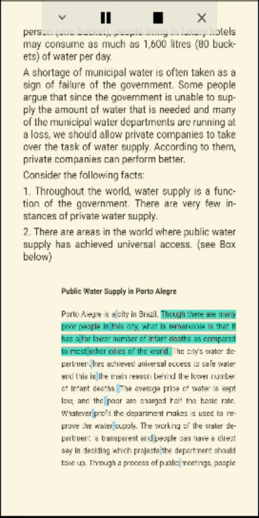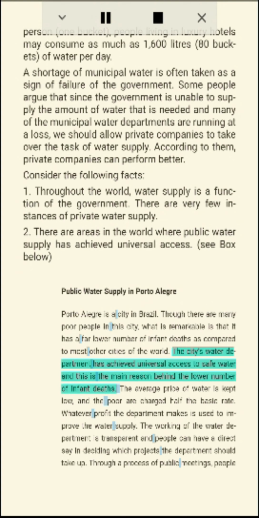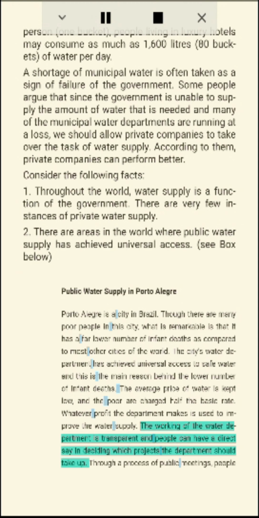Porto Alegre is a city in Brazil. Though there are many poor people in this city, what is remarkable is that it has a far lower number of infant deaths as compared to most other cities of the world. The city's water department has achieved universal access to safe water, and this is the main reason behind the lower number of infant deaths. The average price of water is kept low, and the poor are charged half the basic rate. Whatever profit the department makes is used to improve the water supply.